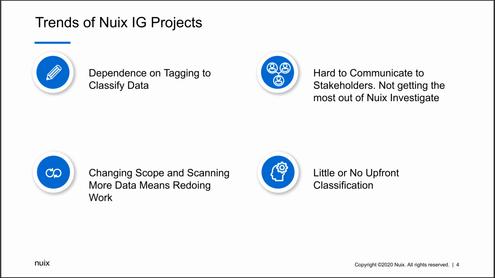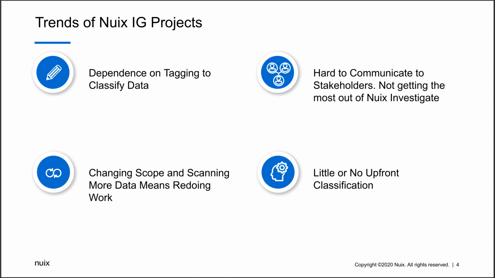It always comes in, scope changes, and you're having to redo a lot of the work. Since tagging is essentially done manually, you're going to have to retag that data. If new data gets processed, you have to wait for that stuff to be classified. And that leads into the other one, which is that there's little or no upfront classification.